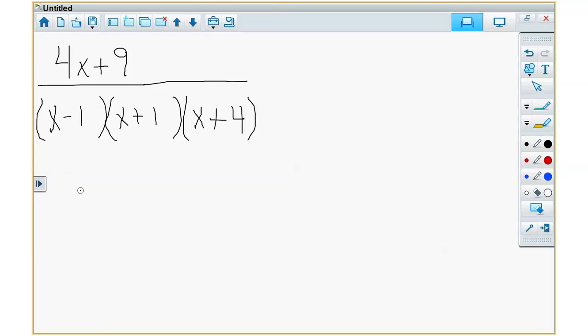All right, so let's just quit. The good thing about this one is that the bottom is already what? Factored. So all you got to do is break it into parts. A, B, and C.